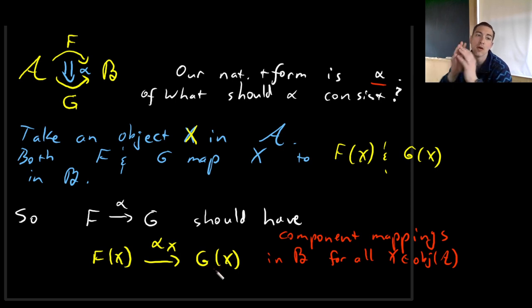Okay, so these are called component mappings, and they're components because we think about them being one for every object in A. So for every object, this can all get swapped in and out with different objects in A. And for every object in A, you can swap it in, and you get an alpha sub that object, and you get a map from F of that object to G of that object.